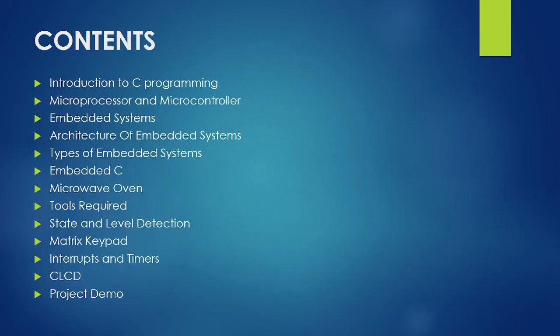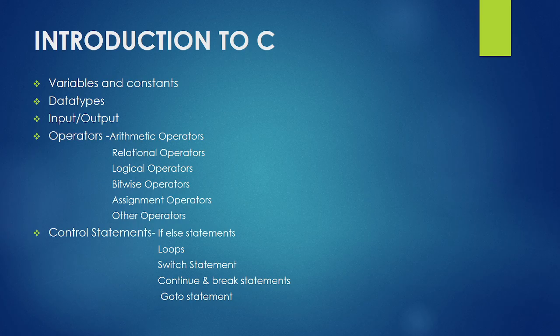So, moving forward, we have learned many things in this internship, and in this presentation, I have covered C programming, microprocessor and microcontroller, embedded systems, architecture of embedded systems, types of embedded systems, embedded C, microwave oven, and tools required for the project implementation. Then we will see about state and level detection, matrix keypad, interrupts and timers, CLCD, and at the last we will see the project demo. So let's move forward to the C.